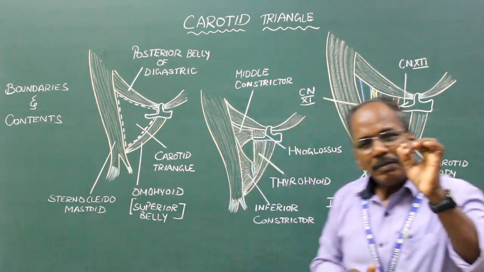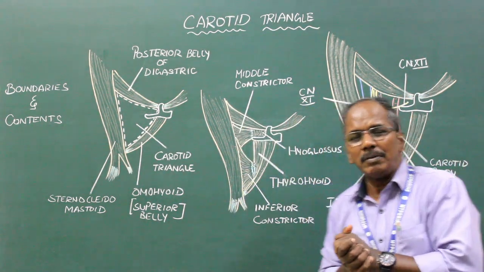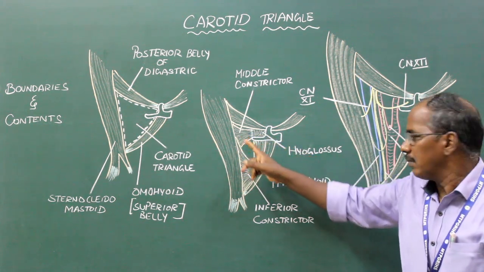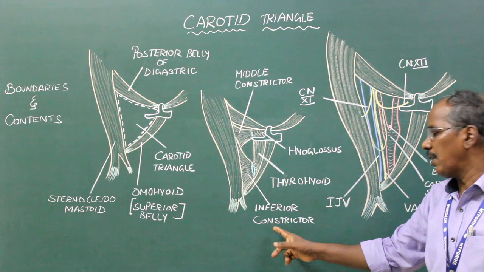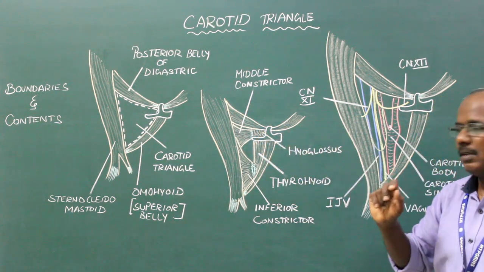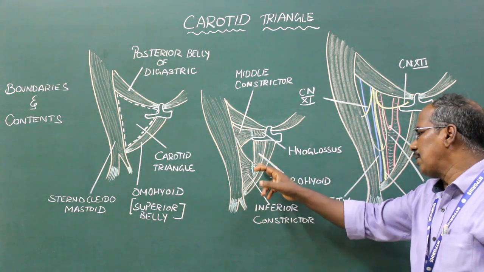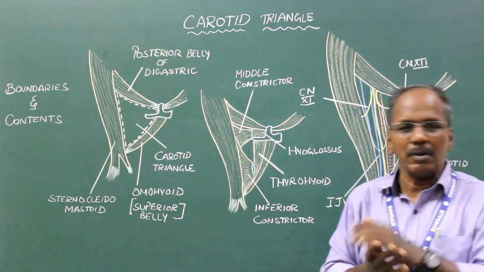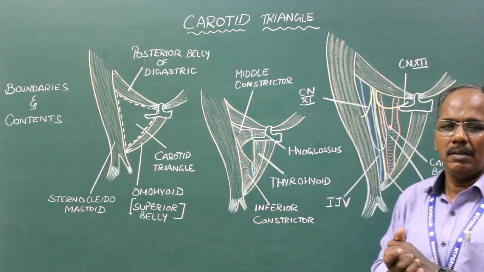Floor. The floor of the carotid triangle is formed by middle constrictor of pharynx, inferior constrictor of pharynx, hyoglossus and thyrohyoid. So these are the muscles which form the floor of the carotid triangle.